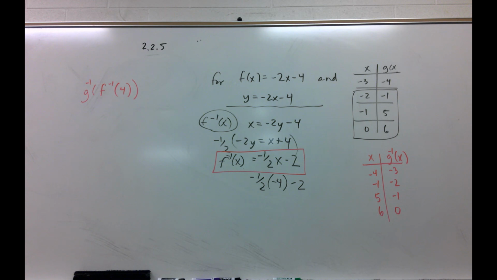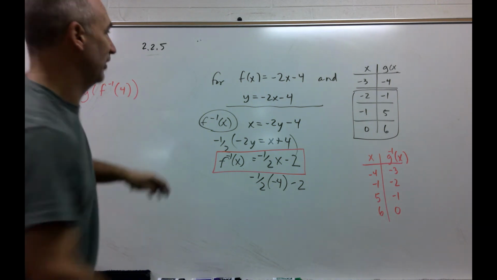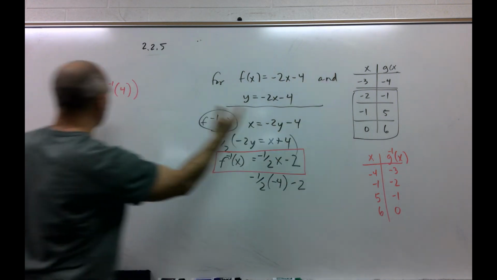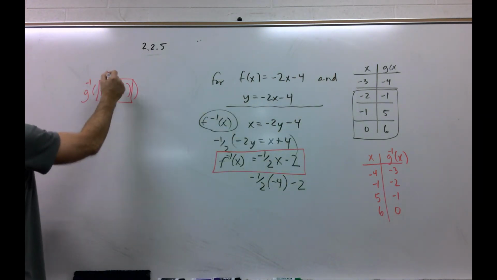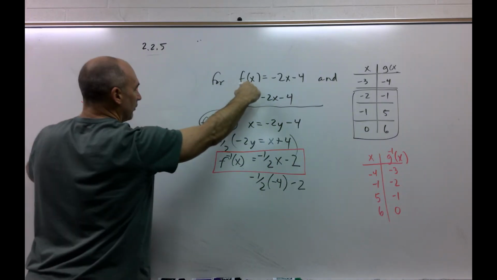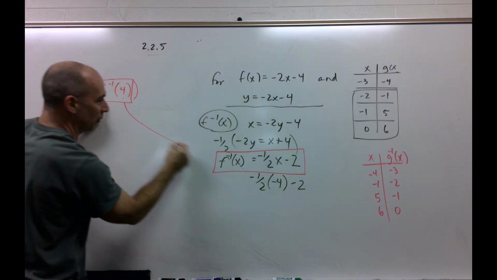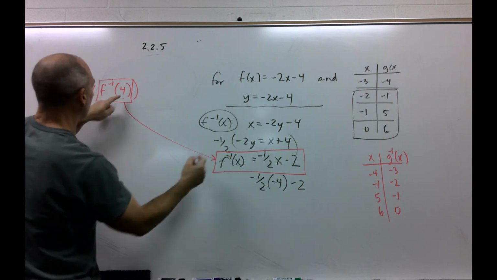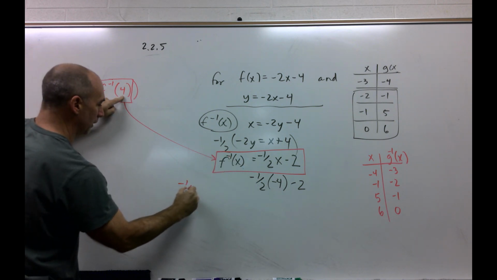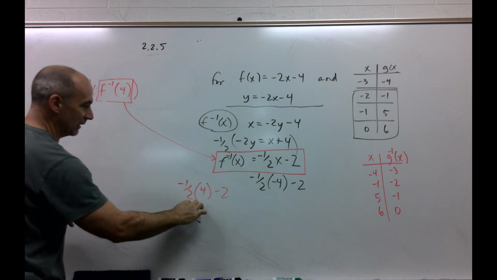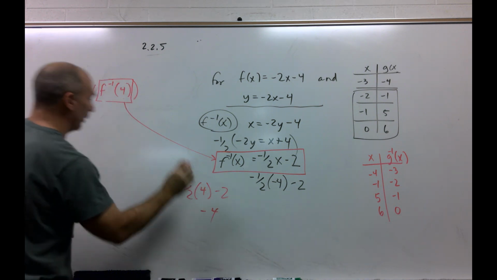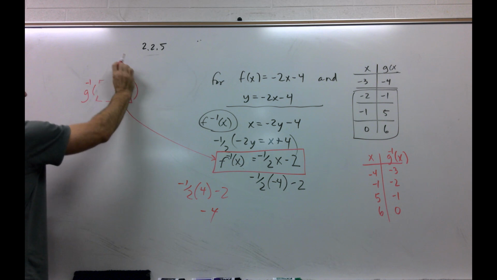All right, last little challenge. So now, same information, but they give us this. So the first thing they want us to find is this, which means you don't go to this, you go to the inverse function, which is right here. Plug in x is 4, so we get negative 1/2 times 4 minus 2. That's negative 2 minus 2, which is negative 4. So we take this out, and we say negative 4.